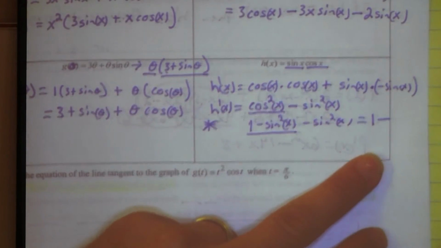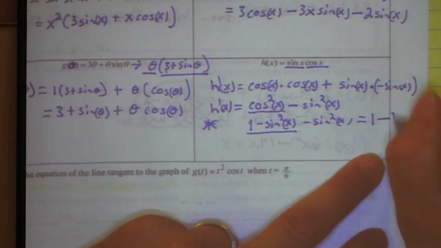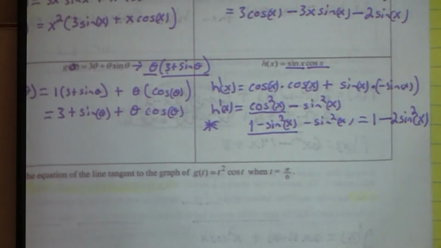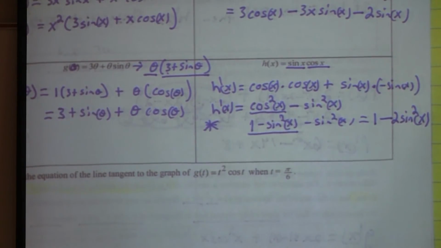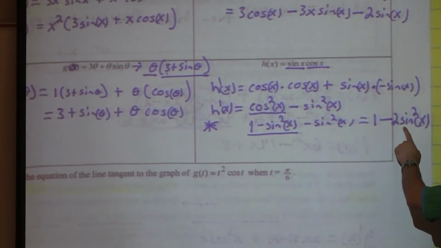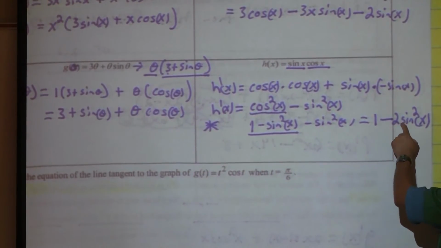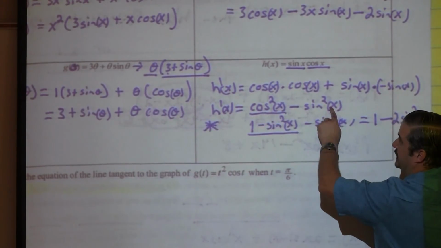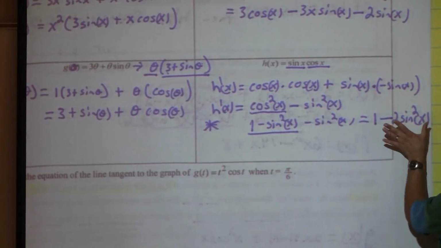1 minus what? 2 sine squared x. You understand what I'm getting at? Like I might tell you, show me that h prime is equal to this. Right? And when you do the product rule, you're not going to get this, you're going to get what? That right there. And you're going to have to know how to go from that to this.